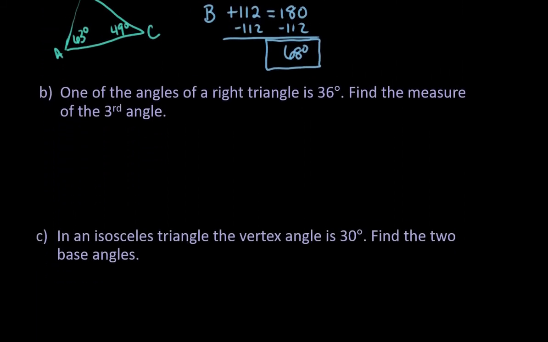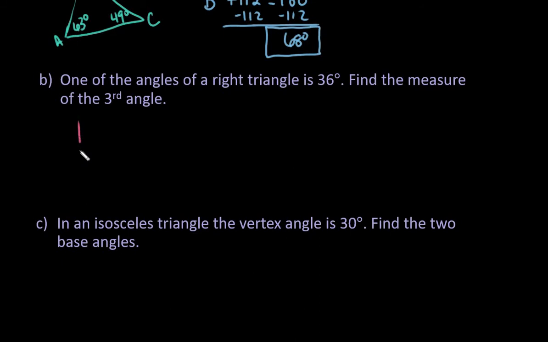Okay, for the next one, it tells us that we specifically have a right triangle. So whenever you have a right triangle, that means that one of your angles is 90 degrees. Okay, and it tells us that one of the angles is 36 degrees. And we want to find the third one. So there's a couple different rules that you could use. You could use the same rule that we did before, where we set it up, and let's just label this as A, B, and C. So we could say A plus B plus 90 equals 180.